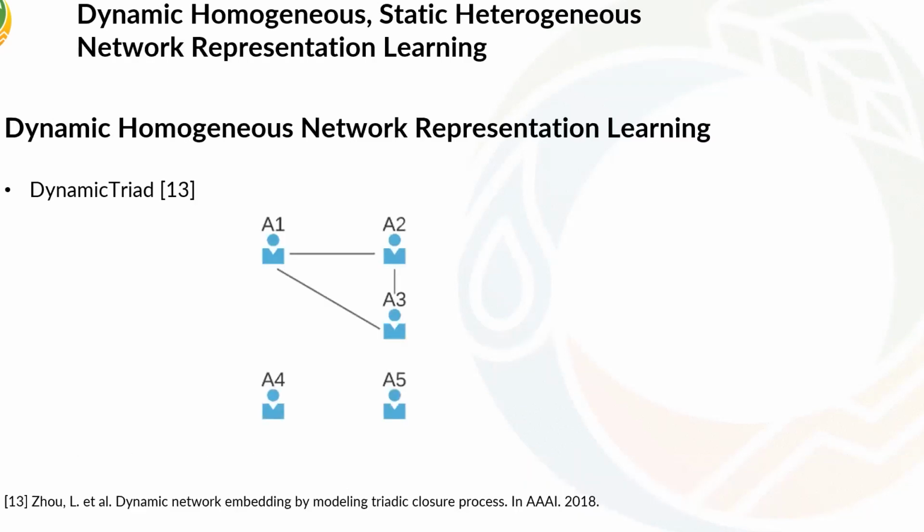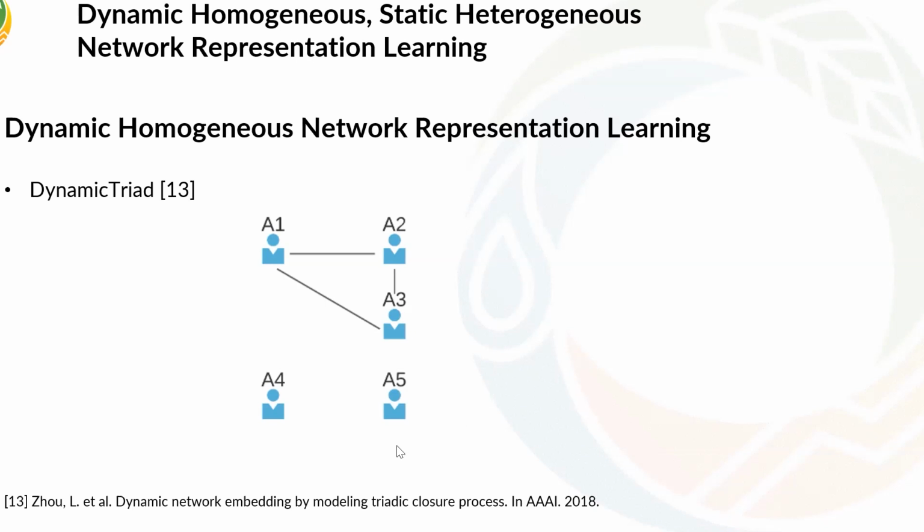So now, moving on to the second type of network, which is dynamic homogeneous network. I think it's pretty obvious that we are still considering only single-typed objects and relationships in the network. But this time, instead of considering the network at one particular time step, we are considering the changes in the network over a period of time. That's why we call it dynamic.